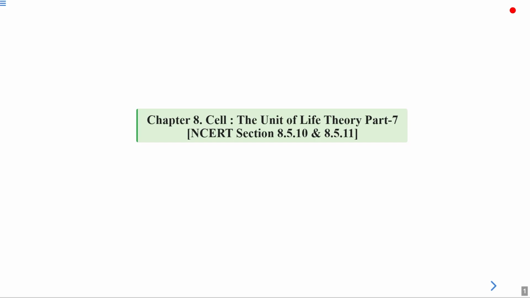Hello everyone and welcome to today's session. Today we'll be discussing the NCERT sections 8.5.10 and 8.5.11. So this is part 7 of the lecture.